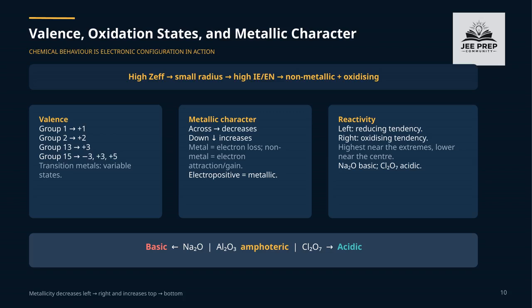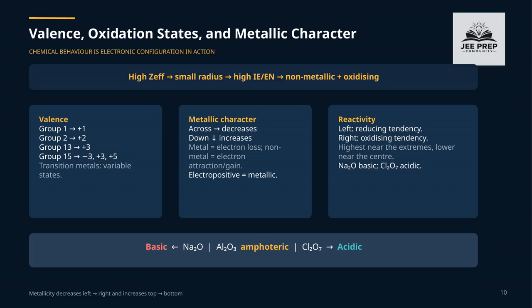Problem 5. A species has the configuration argon core 3d10 4s2 4p4. Identify the element and compare its radius with the element immediately to its left in the same period. The outer configuration is 4s2 4p4, so it is group 16, period 4, selenium-like chemistry. Specifically, the element is selenium if the core is argon plus 3d10 and 4s2 4p4. In the same period, the element immediately to its left has one fewer proton. The p4 element has higher effective nuclear charge, so it is smaller and more electronegative.